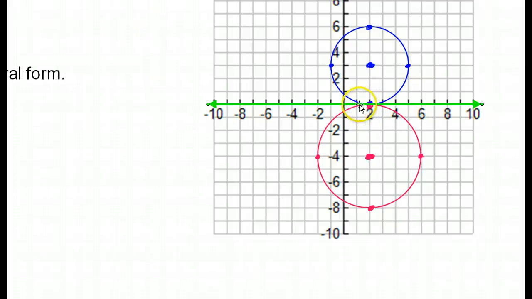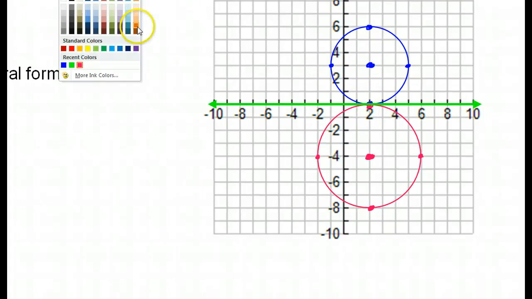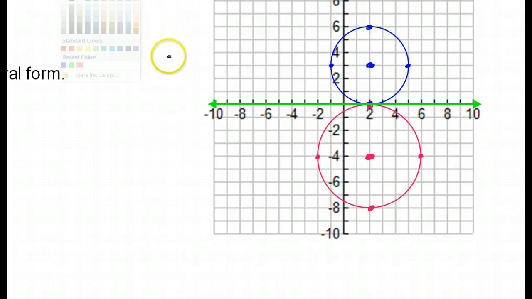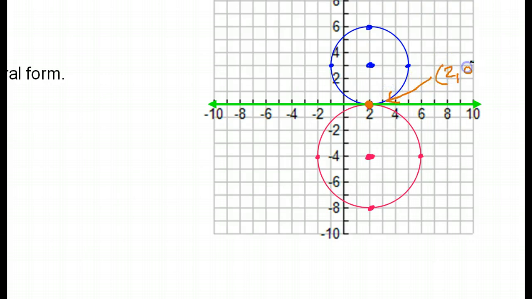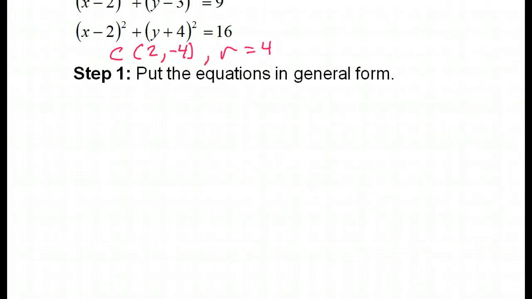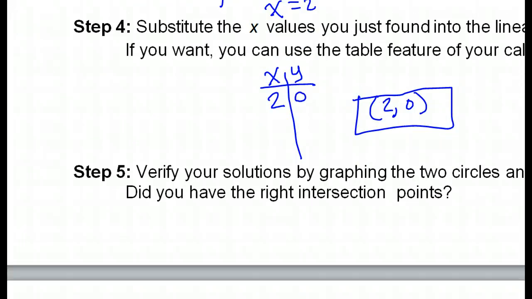Whoa. All three of these meet at a common point of intersection that is right here. And that is the only point of intersection. So that is the point 2, 0. Alright, so if we did this by graphing, we would come up with 2, 0. Now if we look back at what we got algebraically, we have that same 2, 0.